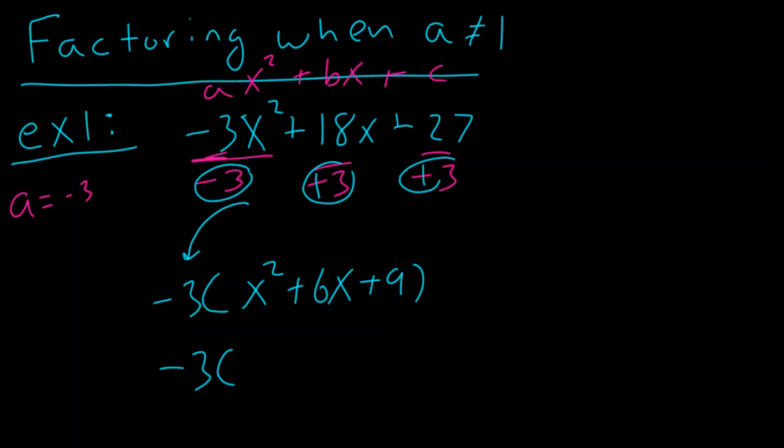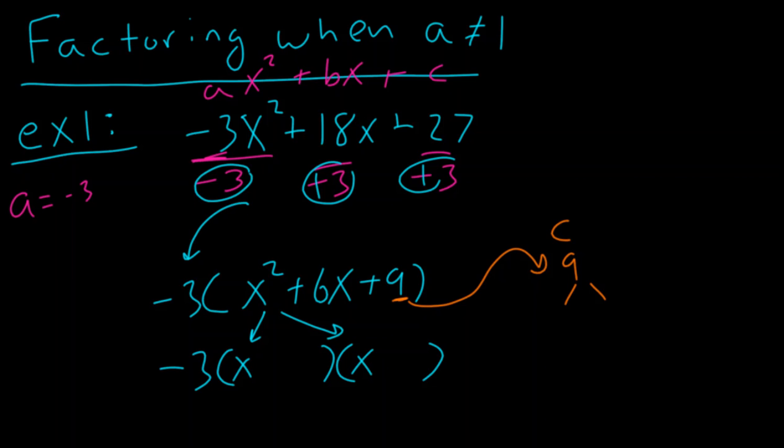Well, we have negative 3 times, we'll break this down into two parentheses, and remember x squared breaks down into x and x. Here is where I'm going to kind of abbreviate our steps. We take our c term, which is 9, and we break it down into all possible factors. So that's 1 times 9, and that's 3 times 3. And since this is a positive and that is a positive, this is the easy case where everything's always going to be positive. We don't have to worry about negatives.